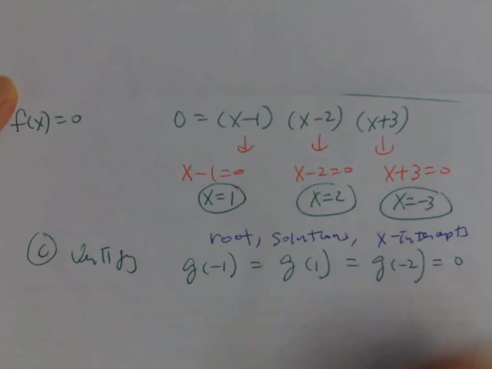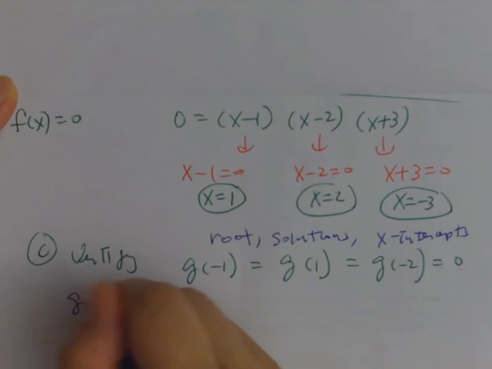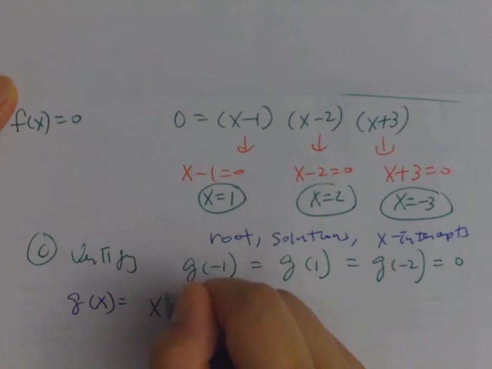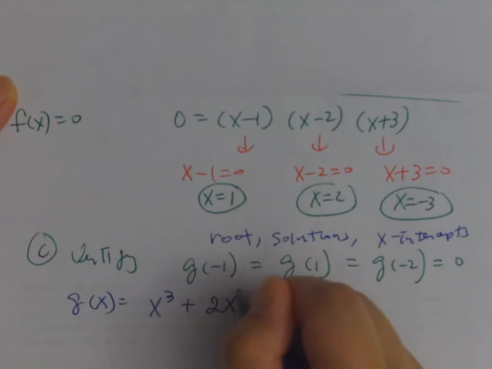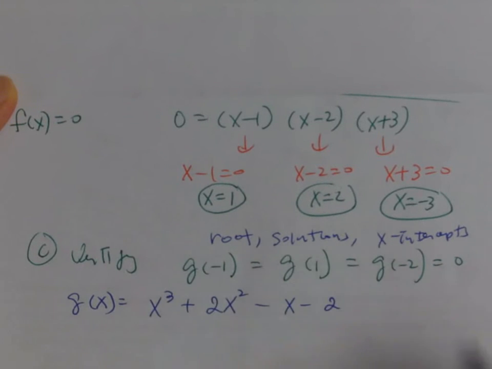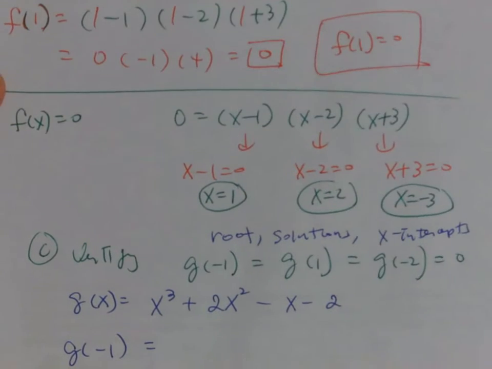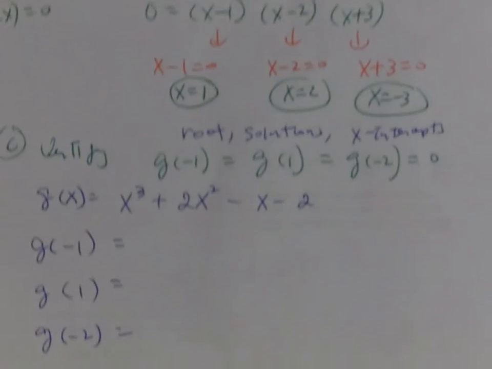So the g function is x cubed plus 2x squared minus x minus 2. Why don't you pause the video and go ahead and try to plug these three numbers in here and see if you get a 0 out of all of them? So take a minute.